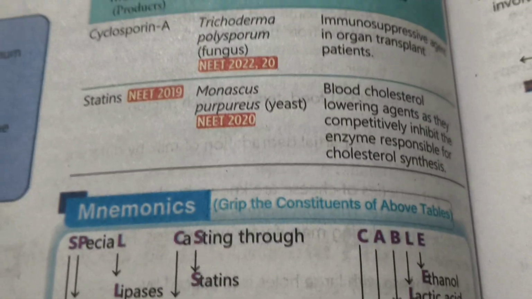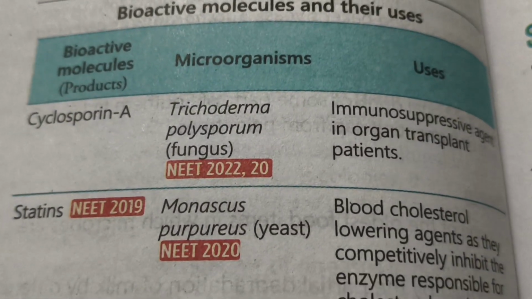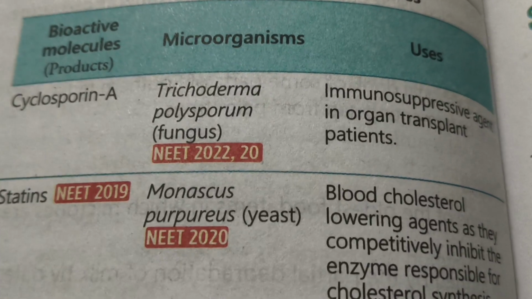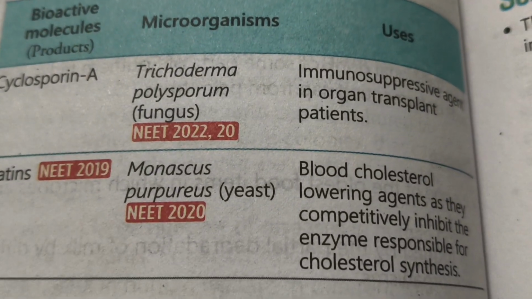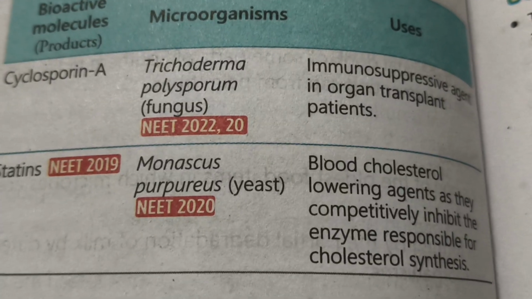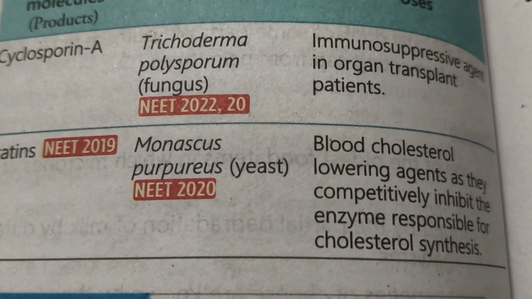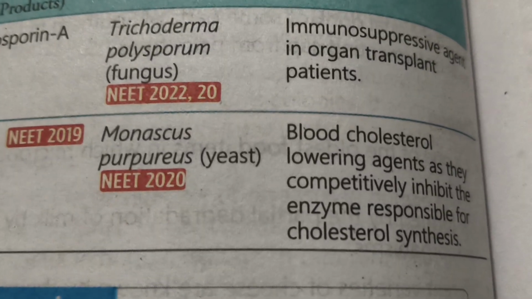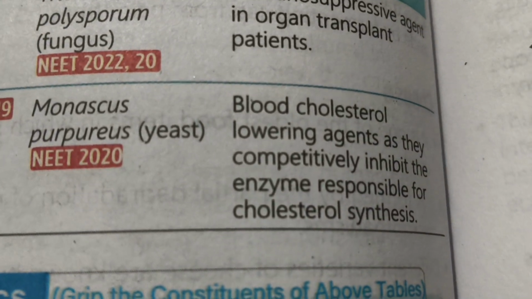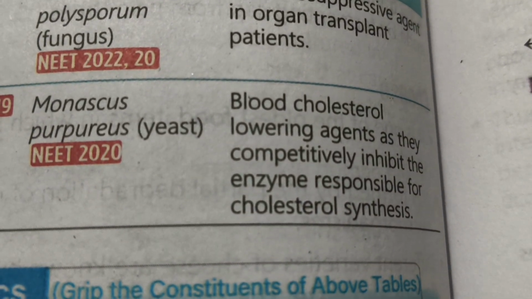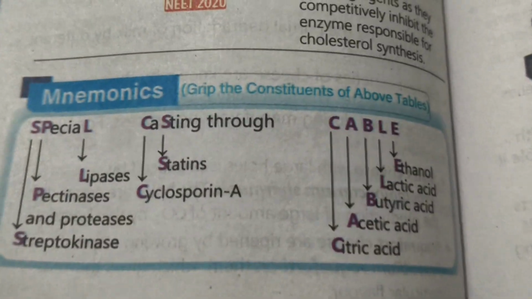Bioactive molecules and their uses. Cyclosporin A, produced by the fungus Trichoderma polysporum, is used as an immunosuppressive agent in organ transplant patients. Statins, produced by Monascus purpureus, are blood cholesterol lowering agents as they competitively inhibit the enzyme responsible for cholesterol synthesis.